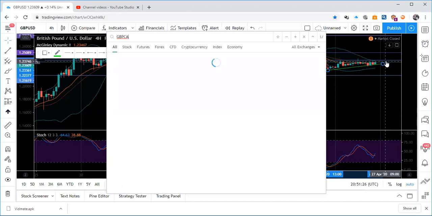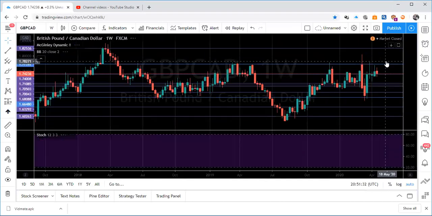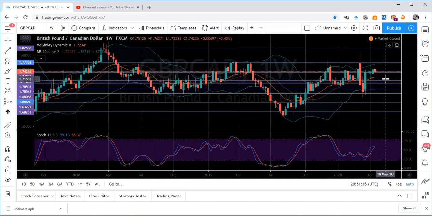Let's look at the pound Canadian dollar. For the pound Canadian dollar, starting from the weekly time frame, from my analysis for last week, I said based on the fact that we've tested these highs twice, I expected a brief retest of the highs and come lower, but we've come quite lower and had rejection around the support at the 1.7400 handle. We've seen some rejection there.